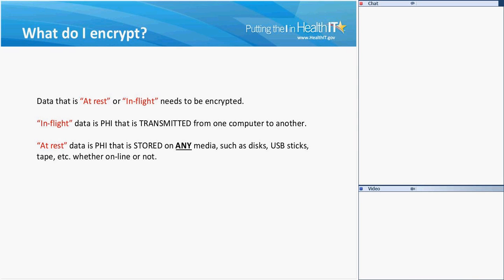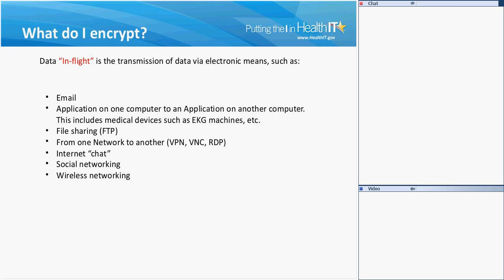At rest is data that is stored in any media, such as disk, USB stick, tape, etc., whether it's online or not. So if you're doing backups and that has PHI on it, it has to be encrypted, and the tape stored somewhere, either at your facility or off-site. It is not online. It's not readily available for use, but it must be encrypted.